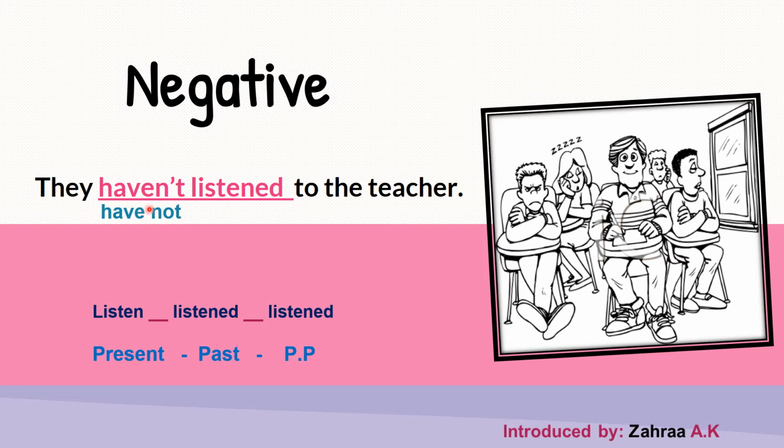So just about negative, we put not after the auxiliary verb. In the negative case, we just add not directly after the auxiliary. They haven't or they have not. We can say they haven't in contraction, or maybe have not listened to the teacher.